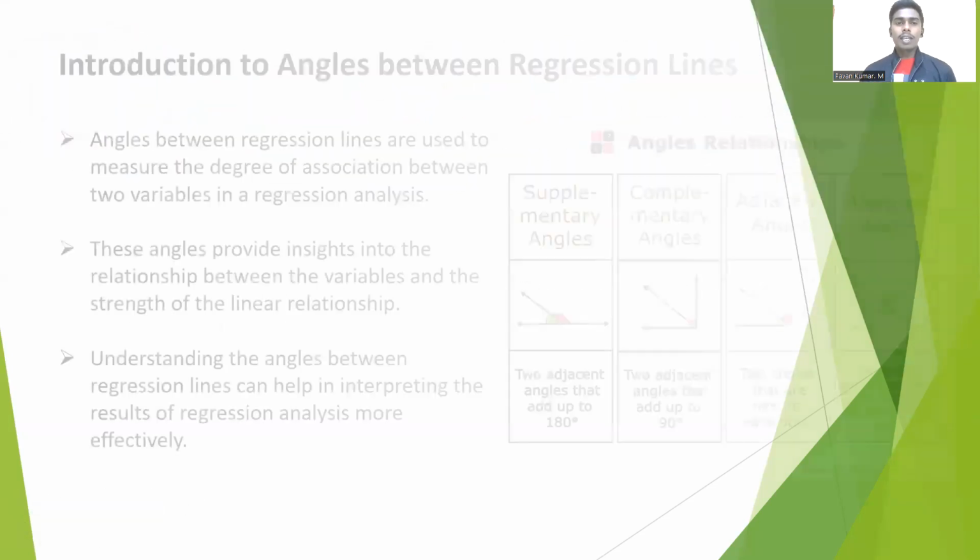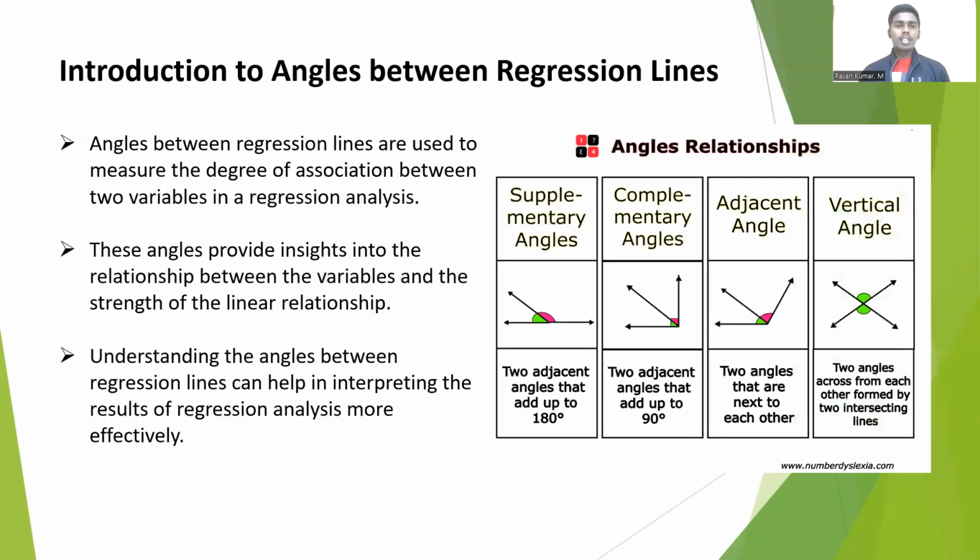Today, we're going to discuss the topic angles between regression lines. Here is an introduction to the angle between the regression lines. What are they? Angles between regression lines are used to measure the degree of association between two variables in a regression analysis. These angles provide insights into the relationship between the variables and the strength of the linear relationship. Understanding the angles between the regression lines can help in interpreting the results of a regression analysis more effectively. Here are some angle relationships like supplementary angles, complementary angles, adjacent angles, and even vertical angles.